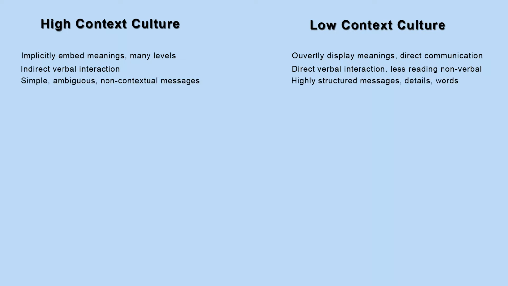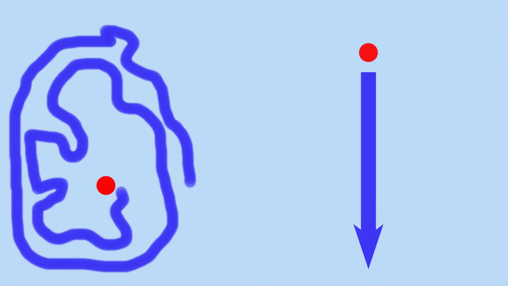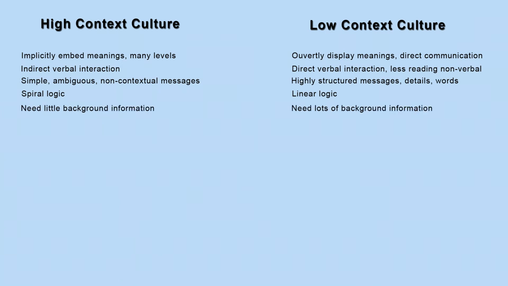High-context culture tend to give simple, ambiguous, non-contextual messages. Low-context communication cultures tend to emphasize highly structured messages, give details, and place a great stress on words and technical signs. High-context communication emphasizes a spiral logic. Low-context culture emphasizes a linear logic. In the high-context communication, we need little background information. The low-context communication culture needs a lot of background information.